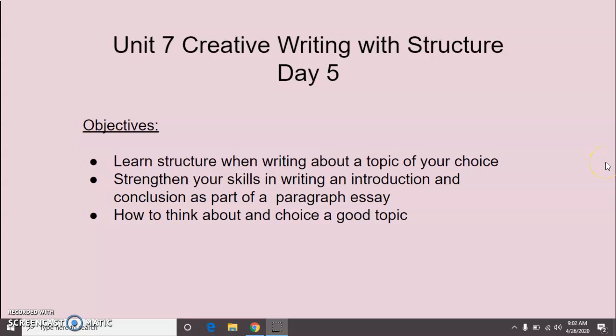Fourth grade, Mrs. Collier here with day 5 of Unit 7, Creating Writing with Structure. So up to this point, you should have 4 paragraphs written. You should have your introduction and your 3 subtopic paragraphs written.